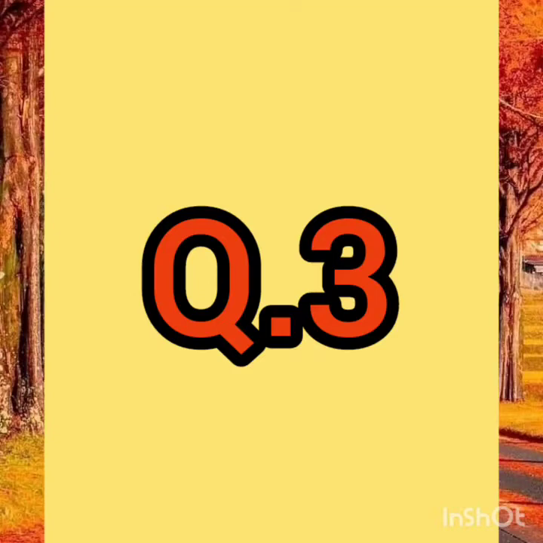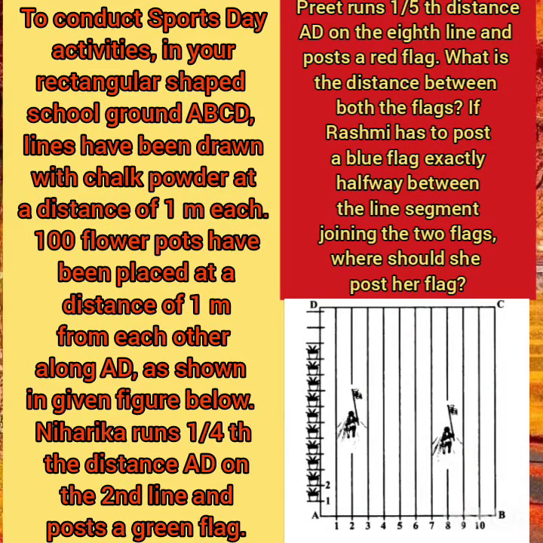Chapter 7, Coordinate Geometry, Exercise 7.2. Question number 3 is on your screen. To conduct a sports day activity in your rectangular shaped school ground ABCD, lines have been drawn with chalk powder at a distance of 1 meter each. 100 flower pots have been placed at a distance of 1 meter from each other along AD, as shown in the figure. Here is the figure on your screen.